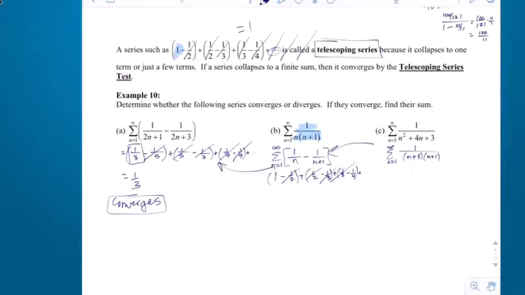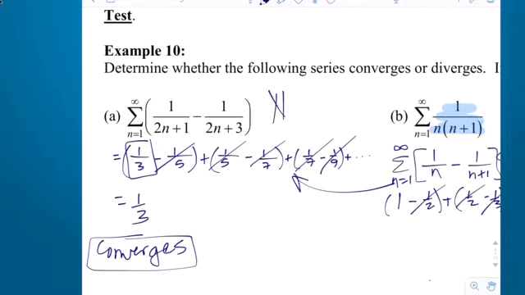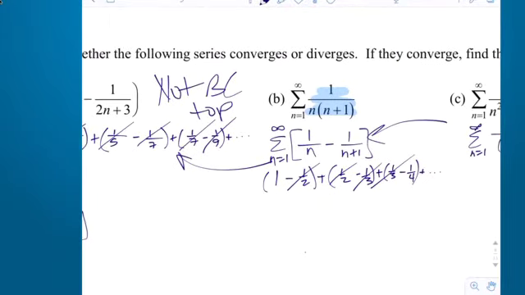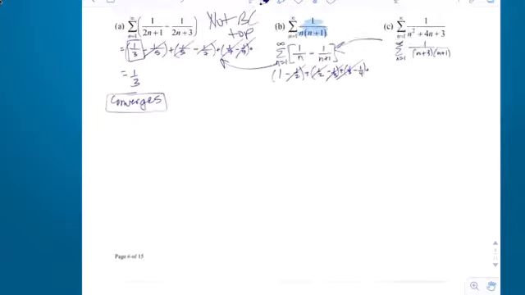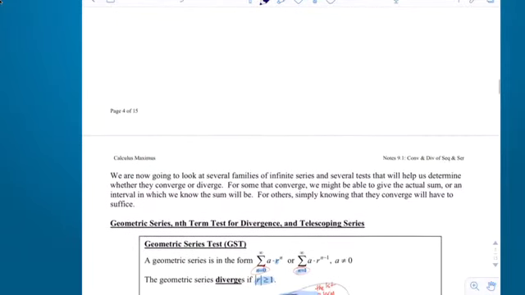And if you're not sure, just keep listing more terms. The more terms you list, the more sure you are that things will cancel out. So again, this is not a BC topic. You still will have to know if these things converge or diverge, but in terms of finding their sum, you're not going to have to do that. So you're going to have to find the sum of infinite geometric series and known power series, which we'll get to later. So we have a few tests, right?